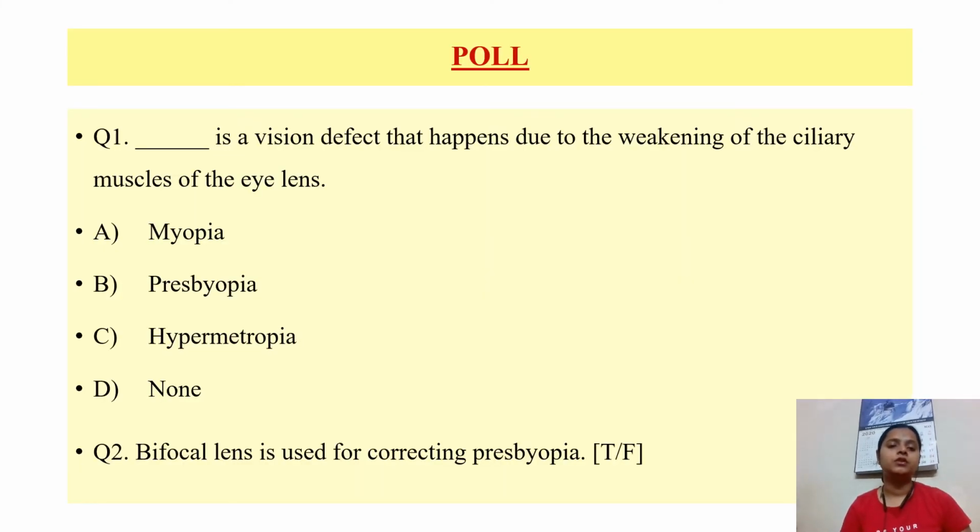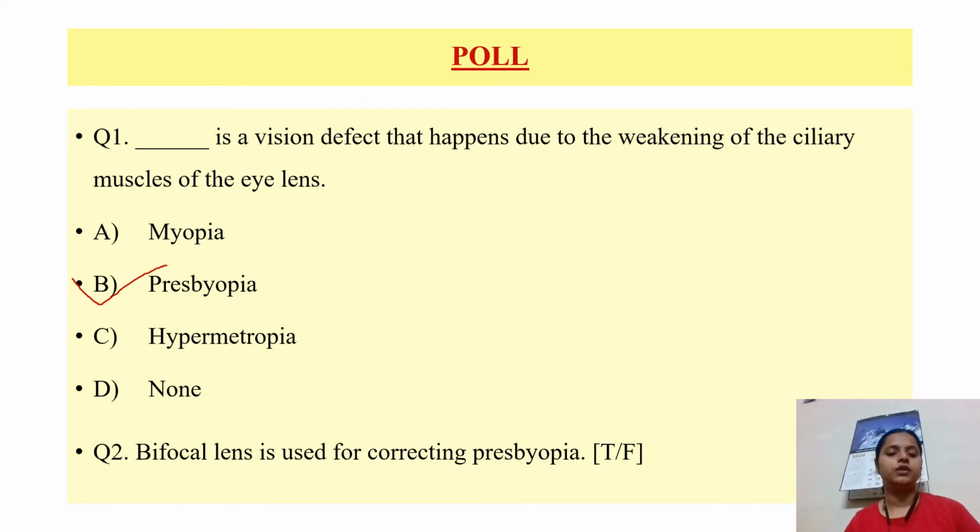So yes, there is a question for you. Dash is a vision defect that happens due to weakening of the ciliary muscles of the eye lens. Here are the options: myopia, presbyopia, hypermetropia, and none. So the answer is presbyopia. You can also write down your answers in the chat box, and I will look after it. Everyone needs to write down their answers.